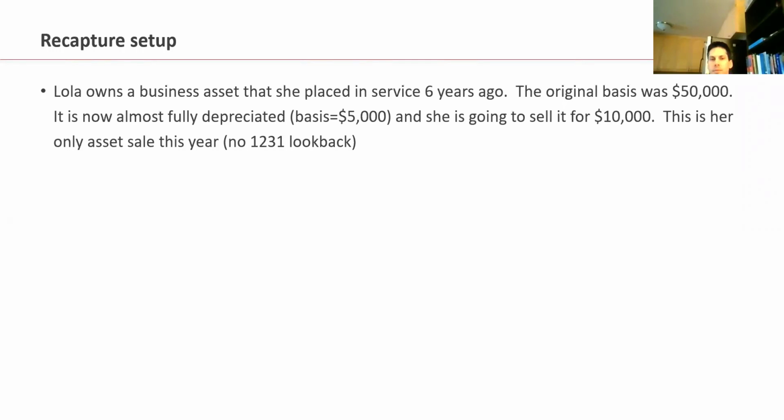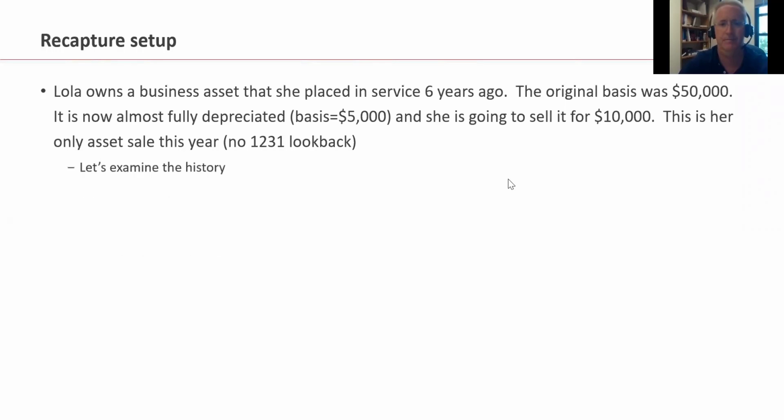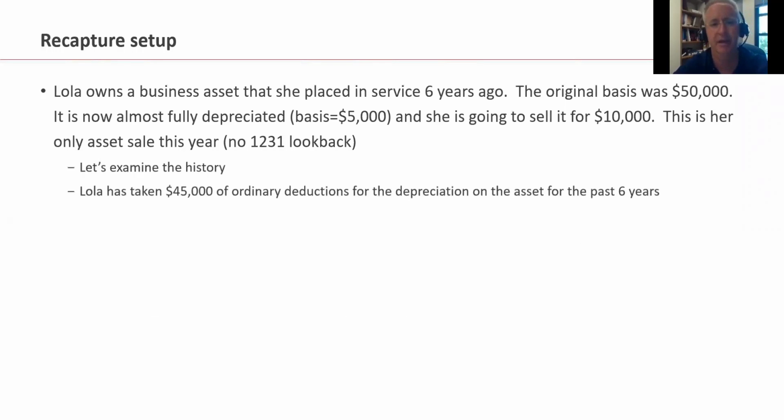This is her only asset sale this year, and there's no 1231 look back. So we're just making life easy by saying, we don't need to worry about looking back for 1231 losses in the prior years. So let's look at the history. Over the last 6 years, Lola has taken $45,000 of ordinary deductions. And she's done that on the depreciation she took on that property that she placed in service, right? Because depreciation deductions are just ordinary business deductions.